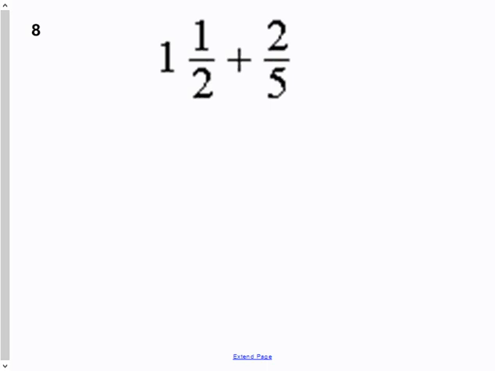And our last fraction question is the tough one. It's 1 1/2 plus 2/5. There are 2 ways you can do this. It depends on which way you want to use. You can either add the whole numbers together and add the fractional parts together, or if you want, you can change the fraction part to a mixed fraction. You go ahead and try that, see if you can do it, and I'll show you the answer in just a second.